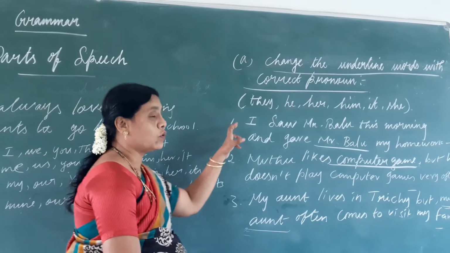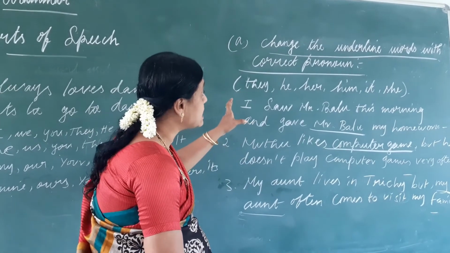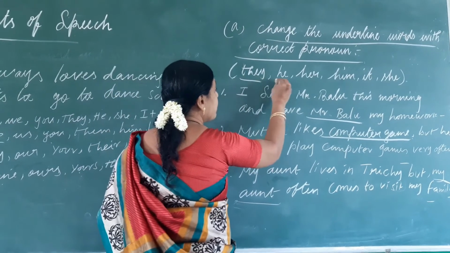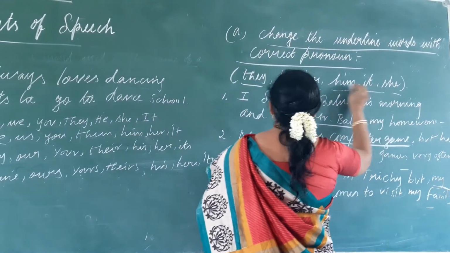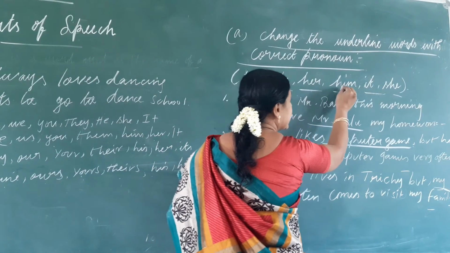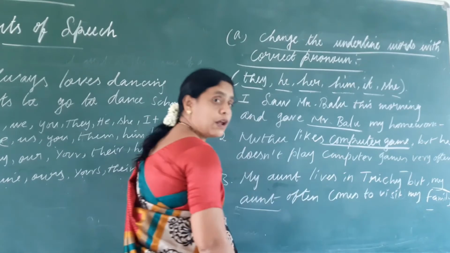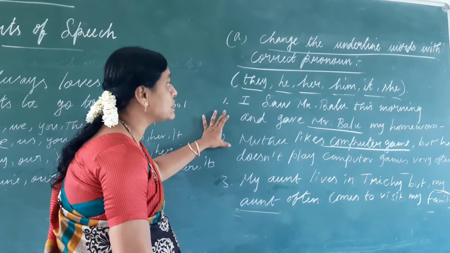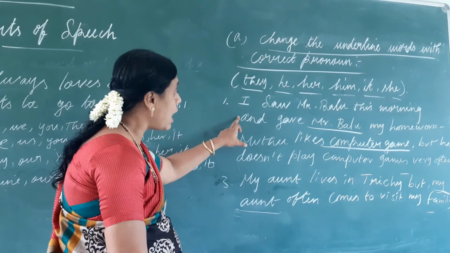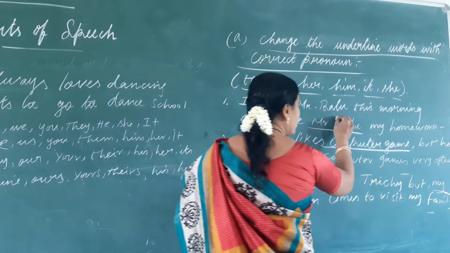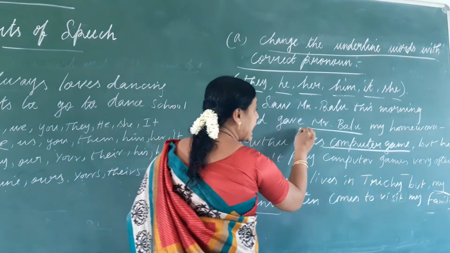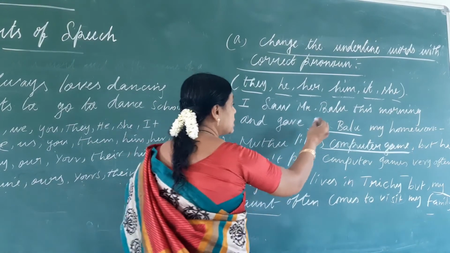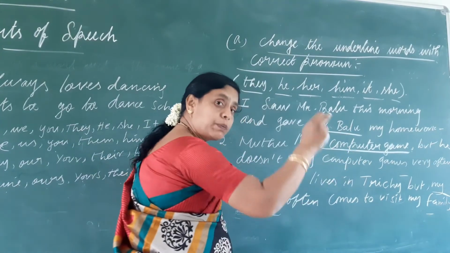Now see the exercise. Change the underlined words with the correct pronoun. Here they have given some pronouns: they, he, her, him, it, she. And they have given some sentences, and you have to replace the underlined words with the correct pronoun. Here: I saw Mr. Balu this morning and gave Mr. Balu my homework. Instead of this noun, we have to use a pronoun.